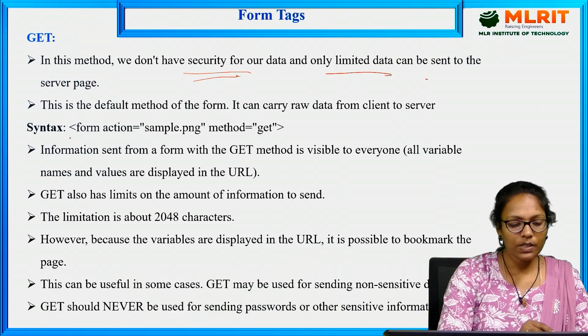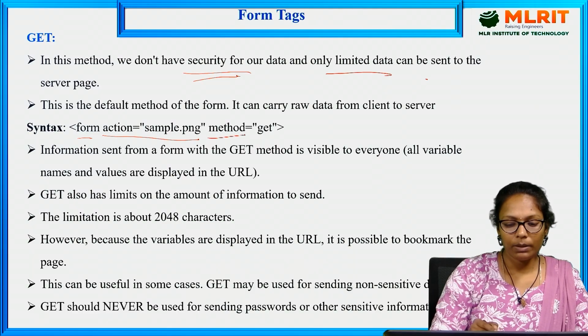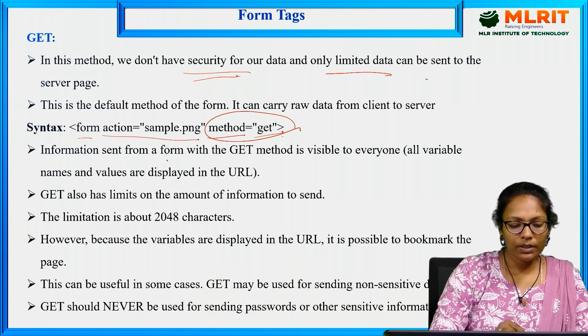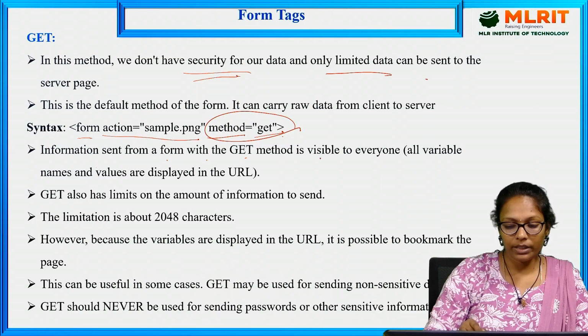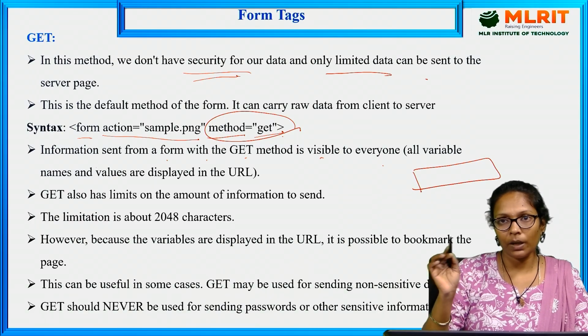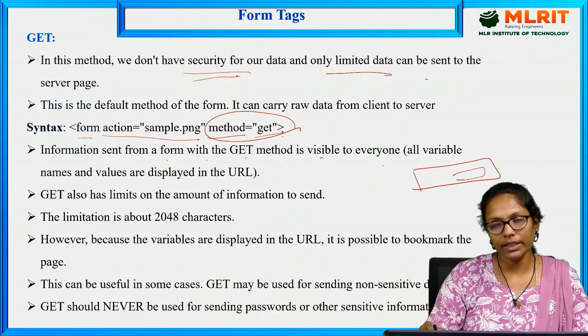So the syntax is form, action is equal to the action page where you want to send your data, and the method is get. Of course, you don't need to mention this, because by default the method is get only. Information sent from a form with the get method is visible to everyone. So you can check the address bar. While redirecting, the complete data, whatever you're sending, will be visible in the address bar.